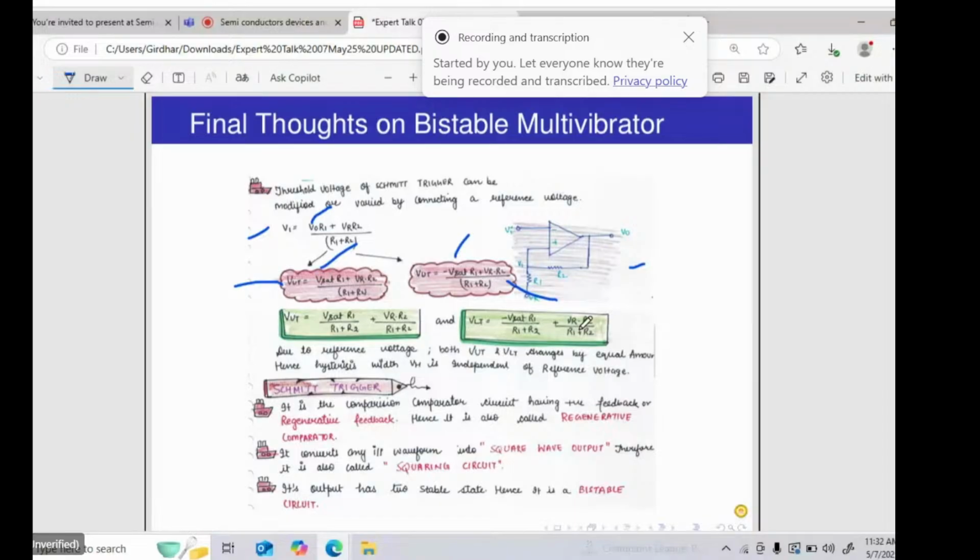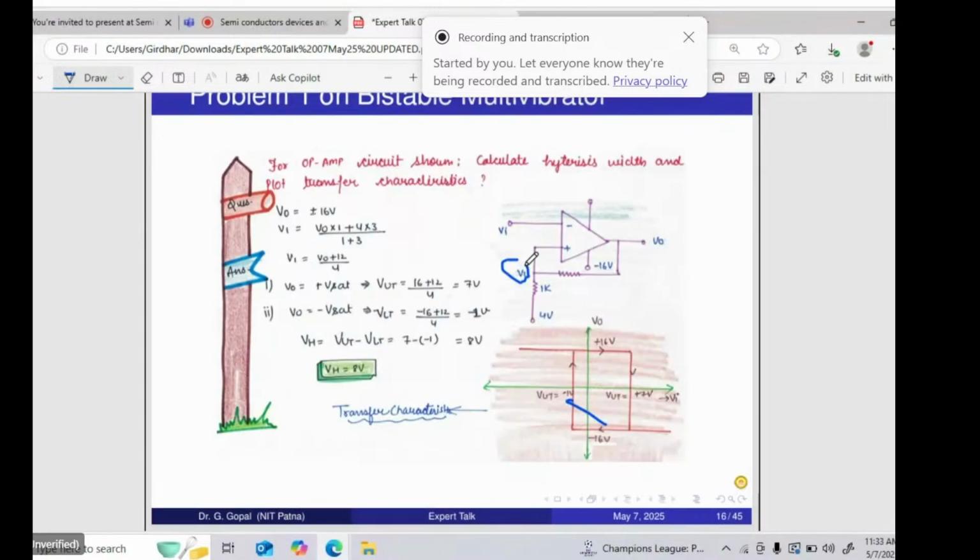The approach is very simple. You have to find this voltage, or you can remember the formula also. What is V1 here? V1 is V0 times resistance R1 divided by R1 plus this resistance. Here this is the source voltage, the source voltage 4. This resistance is 3K. There are two resistances here, 1K and 3K. So you can find this V1, and V0 is plus Vsat and minus Vsat.